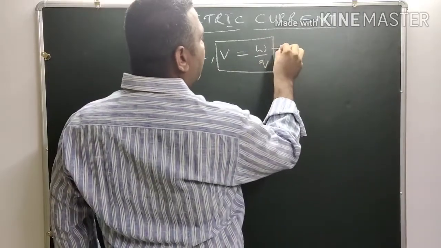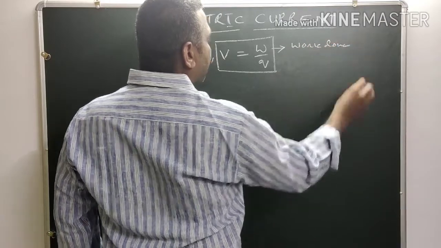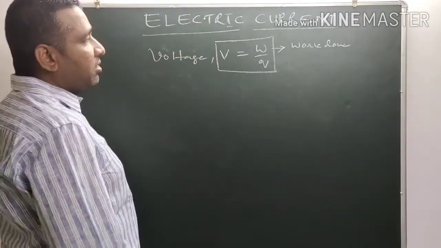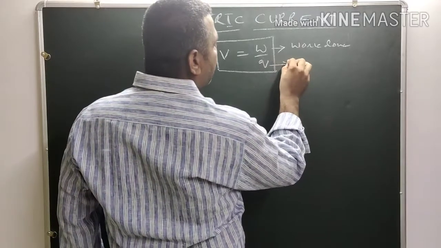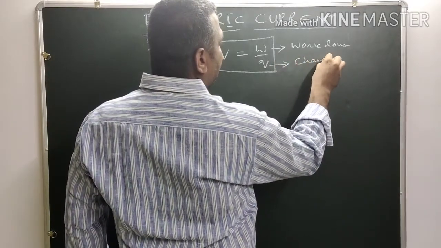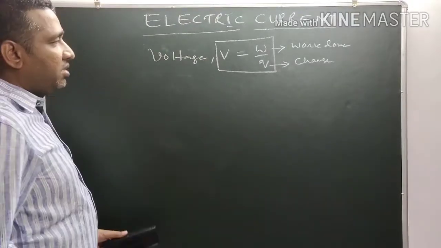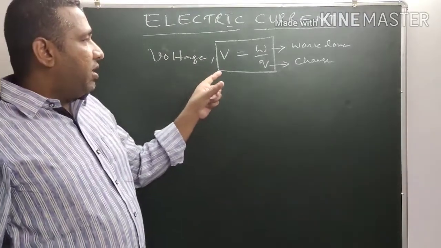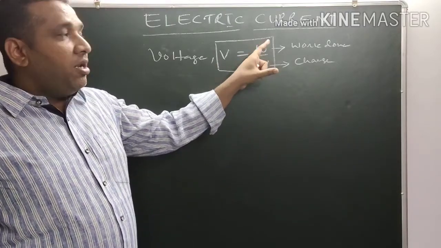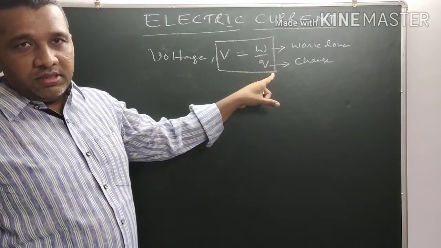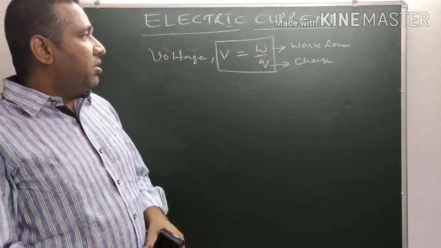Where W is nothing but the work done in lifting the charges from one terminal to another terminal, and where Q is nothing but the charge. So what is the exact definition of voltage? The exact definition of voltage is work done in moving unit charges. Work done in moving unit charges is nothing but the voltage.